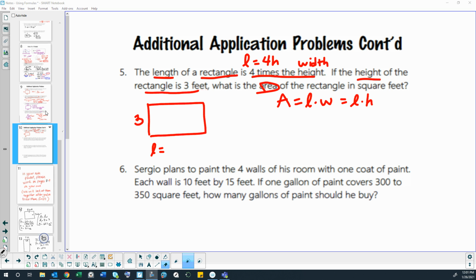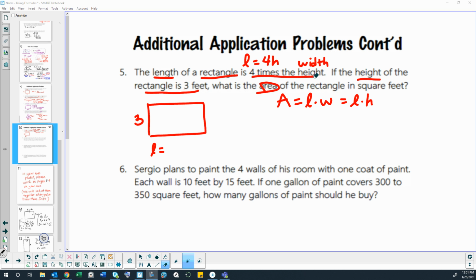These are our using formula notes, page 9. Additional application problems continued. So question 5 says the length of a rectangle is 4 times the height. So I just wrote down a little equation to remind me that length equals 4h, or 4 times the height.